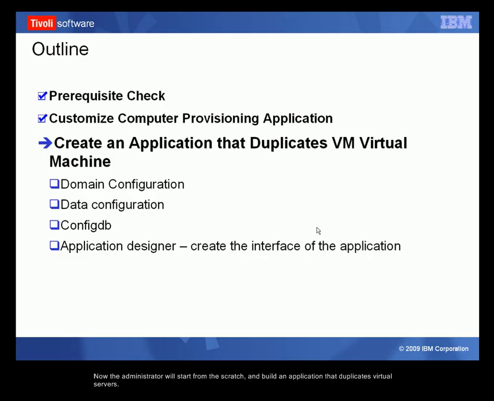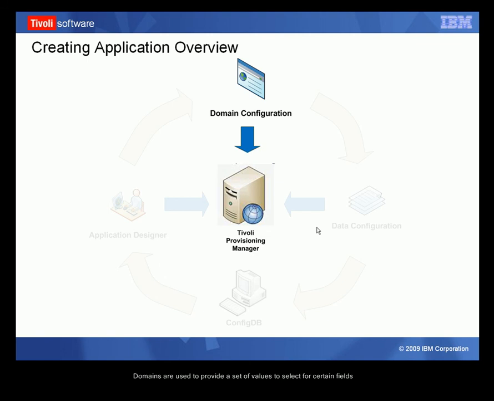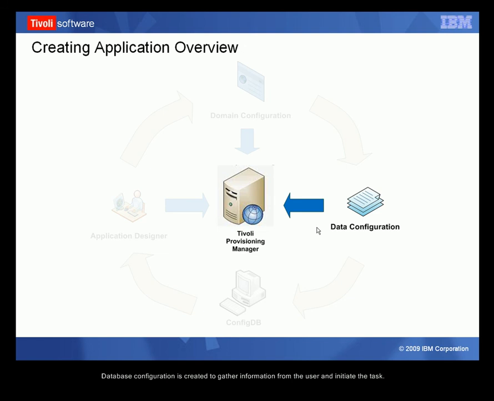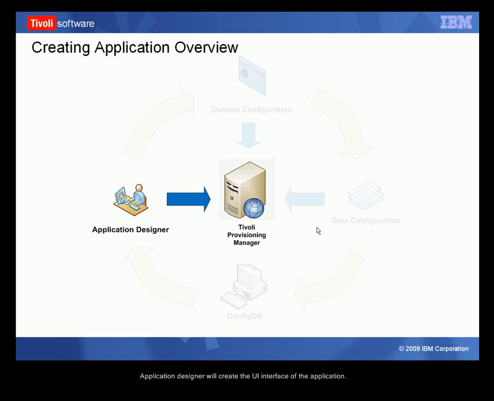Now the administrator will start from scratch and build an application that duplicates virtual servers. This process will consist of 4 steps. Domains are used to provide a set of values to select for certain fields. Database configuration is created to gather information from the user and initiate the task. ConfigDB is carried out to apply the configuration changes. Application Designer will create the UI interface of the application.